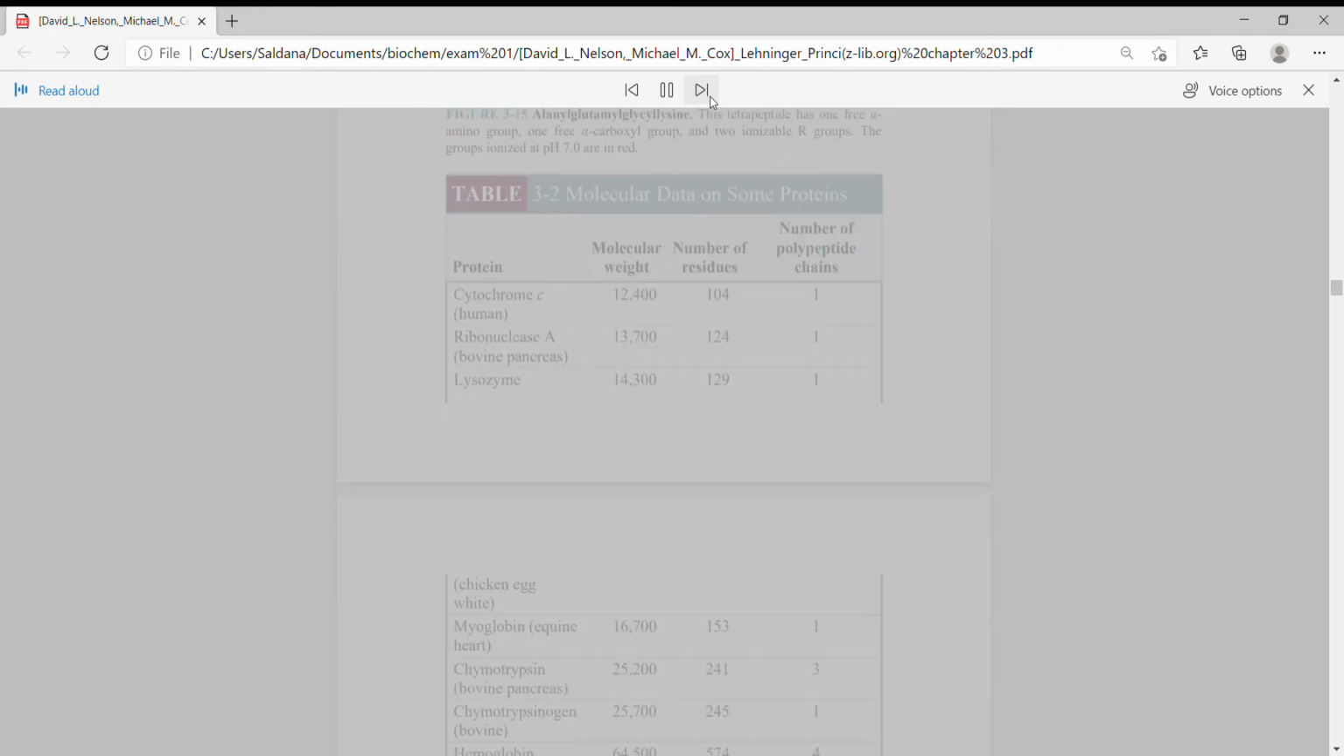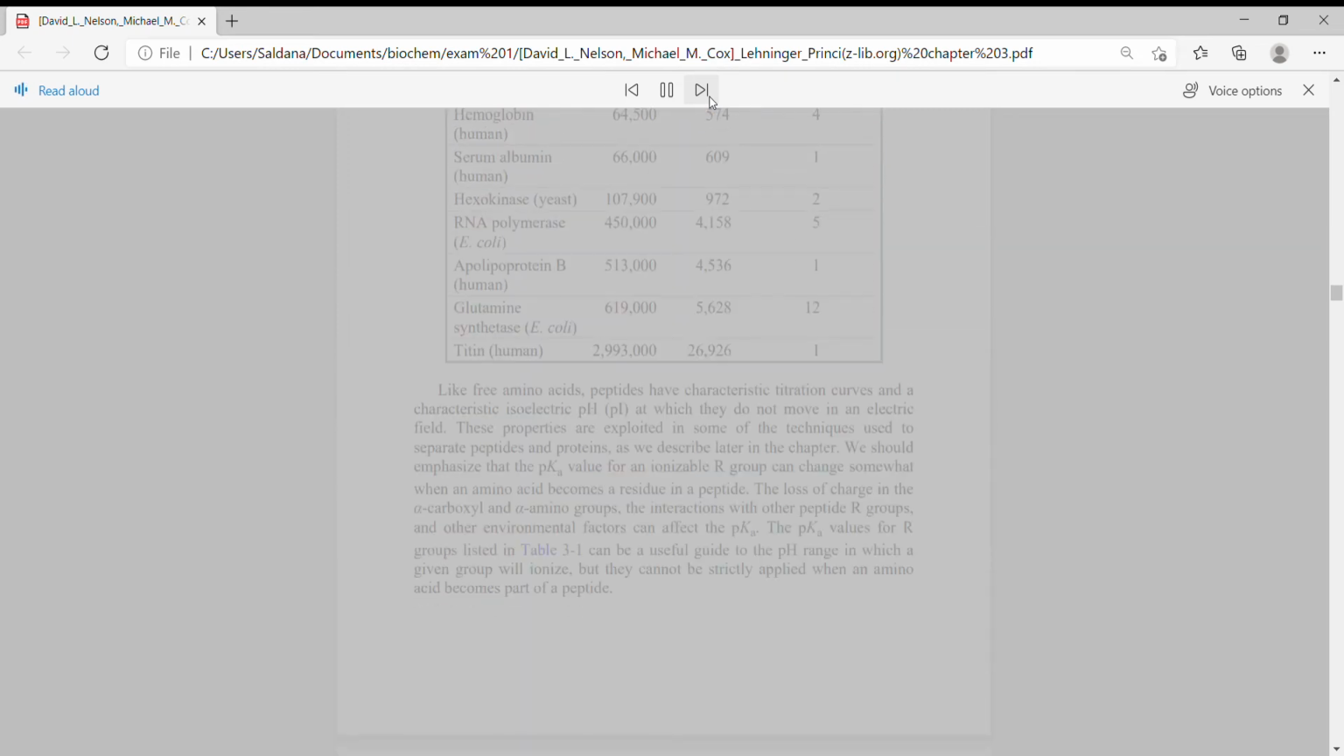Figure 3-15. Table 3-2. Protein number. Cytochrome c, ribonuclease, lysozyme, chymotrypsinogen, hemoglobin, human serum albumin, hexokinase, apolipoprotein, glutamate dehydrogenase, titin.